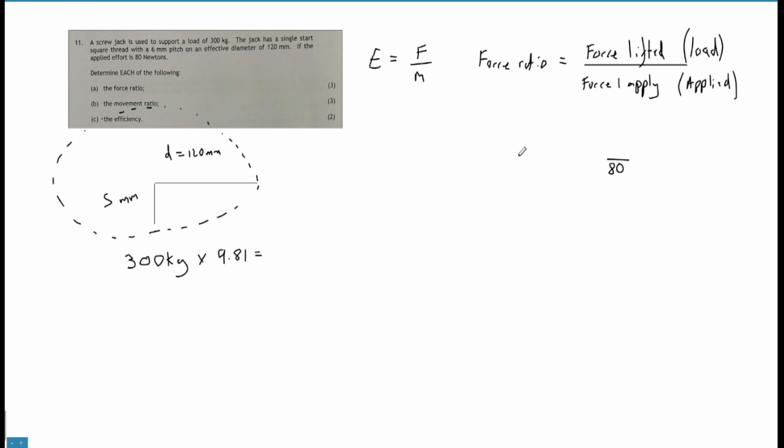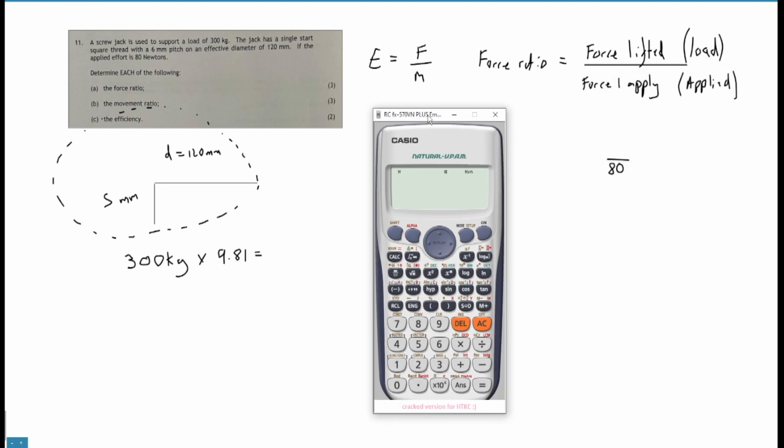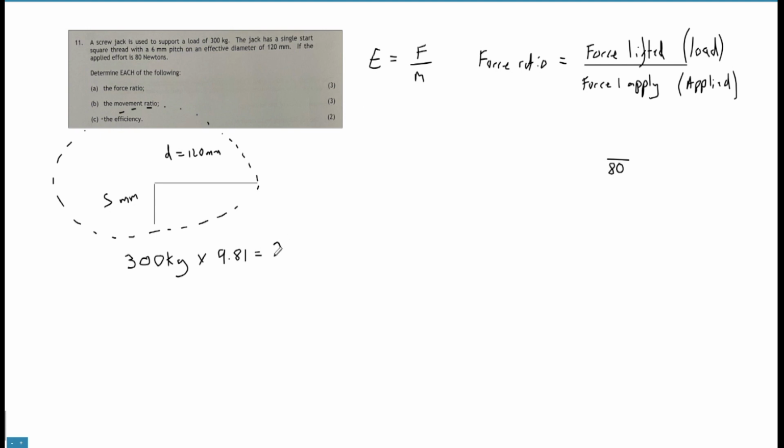The force, yeah, it doesn't have to be force lifted, right? You could be cracking open a rock or pushing something as well. It could be side to side, it doesn't have to be strictly lifting, but for my memory's sake, I'm going to remember it like that. So 9.81 times by 300 is 2943 newtons. So we are lifting 2943 newtons, and we are applying only 80 newtons.